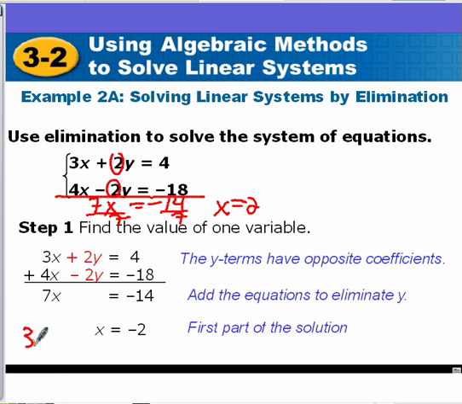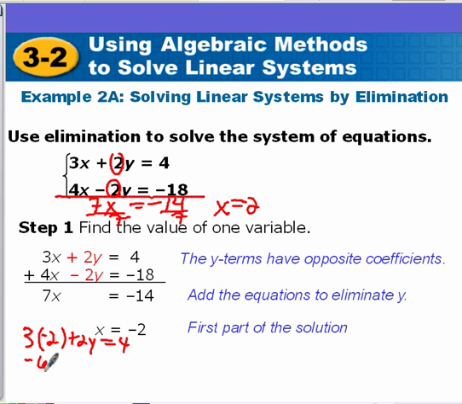If I pick the first one, 3 times negative 2 plus 2y equals 4. This is negative 6 plus 2y equals 4. Add the 6 to both sides, 2y equals 10. Or y is equal to 5. So our solution is negative 2, 5. So that one's pretty simple. Obviously, they're going to be more complicated than that.